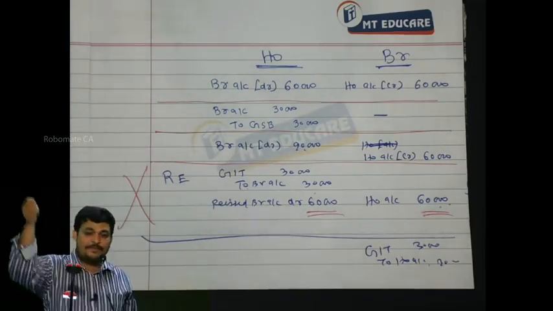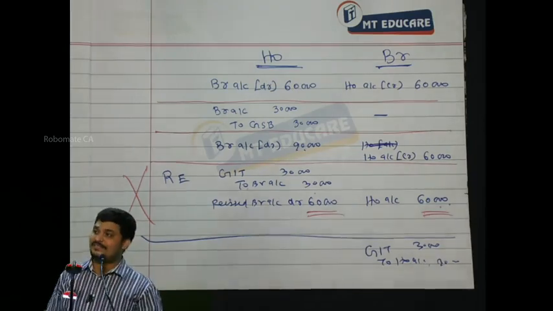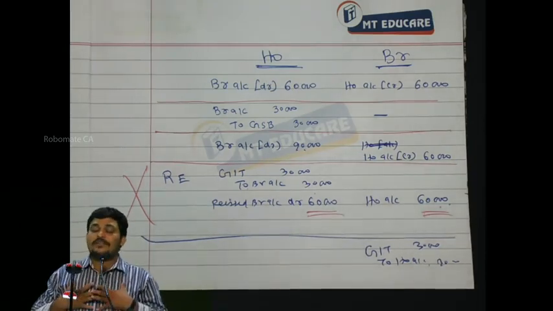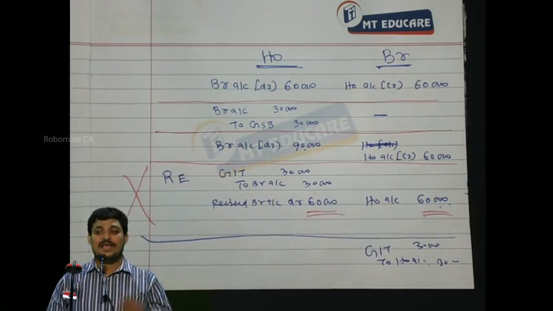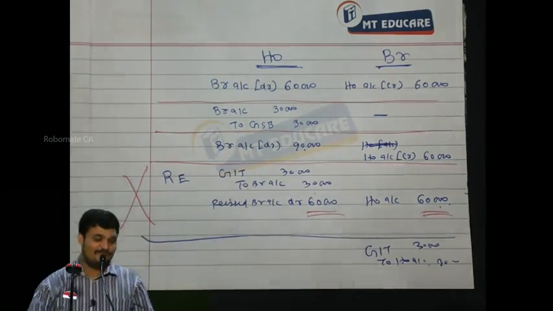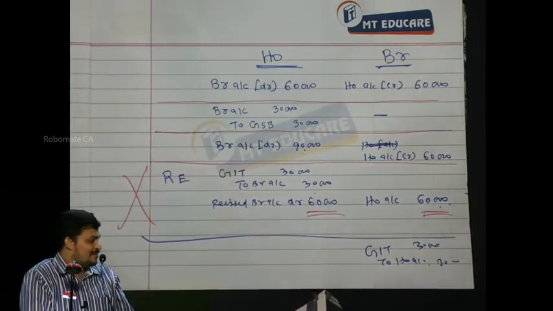As if it is paid by head office, the branch which has paid makes the entry: head office to cash. The branch which got the benefit: no cash, expenses to head office. That's very good. Understood, friends?